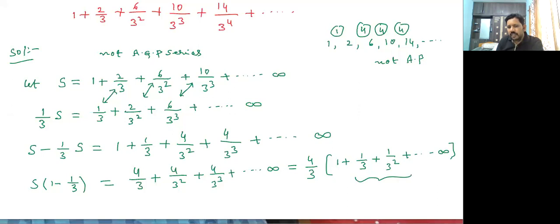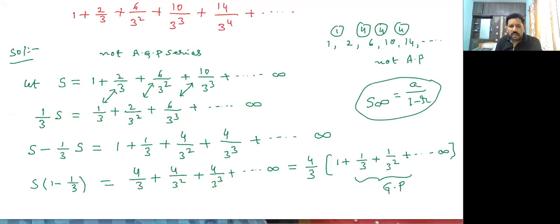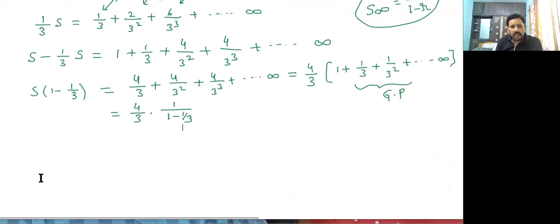So this is finally a GP series. The sum of an infinite GP series formula is a by 1 minus r. This is the formula. Now apply the formula: 4 by 3 into a by 1 minus r, where r is 1 by 3. Calculate this. S into 1 minus 1 by 3, that is 2 by 3, is equal to 4 by 3 into 1 by 1 minus 1 by 3, that is 3 by 2.